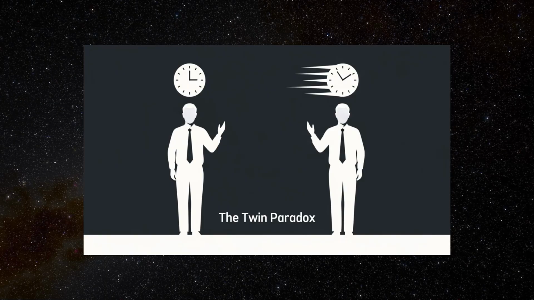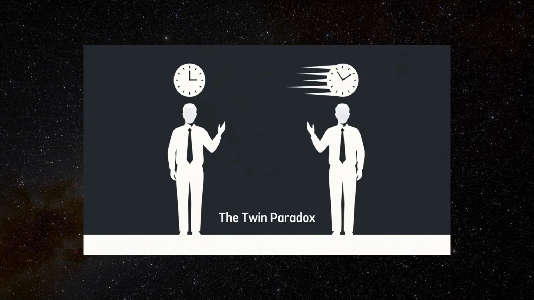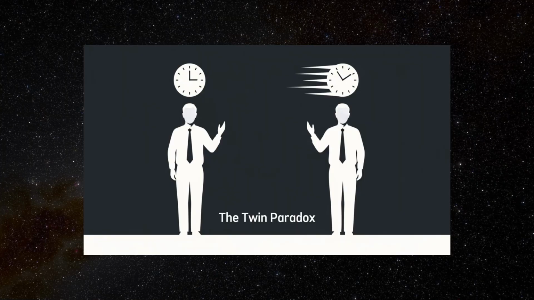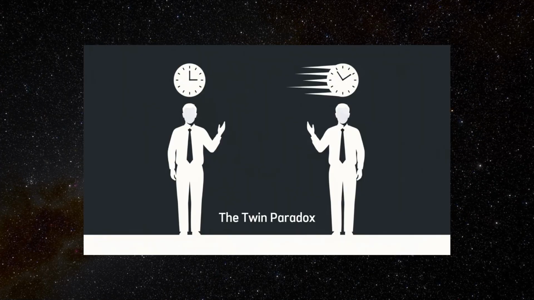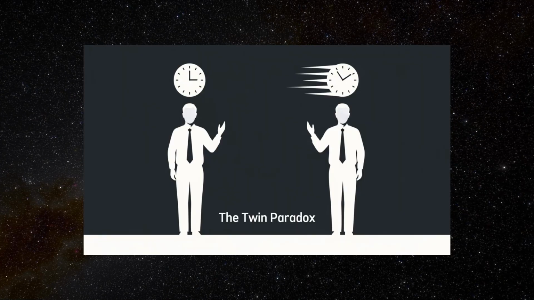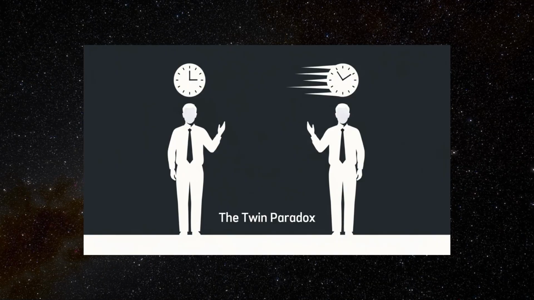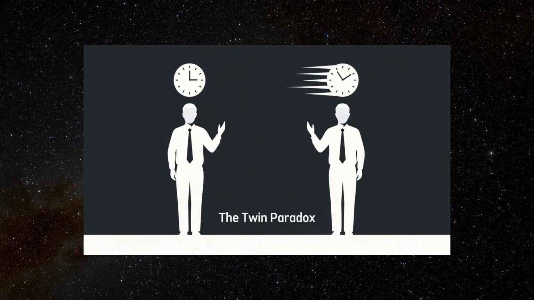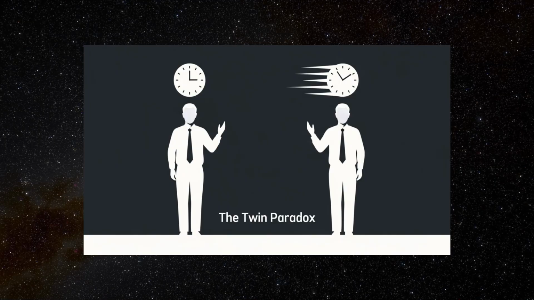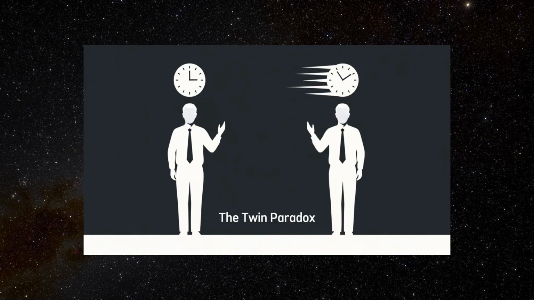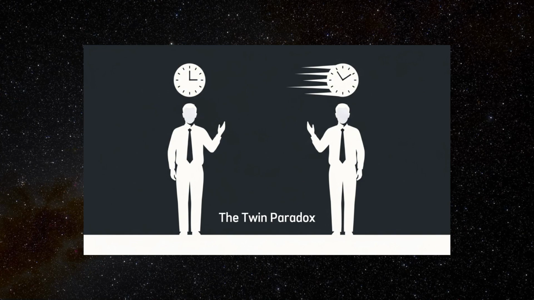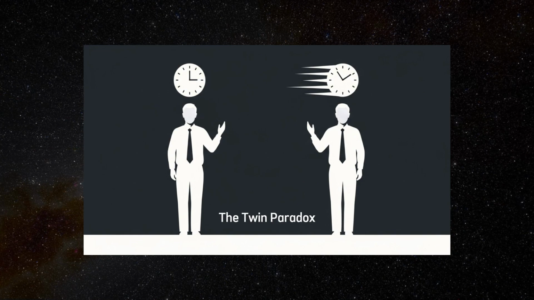For example, if the trip takes 10 years according to the Earth twin, the traveling twin may have experienced only 6 years due to the effects of high-speed motion. This result has been experimentally confirmed with precise atomic clocks flown on airplanes or placed on satellites, where clocks moving at high speeds tick slightly slower than those on the ground.